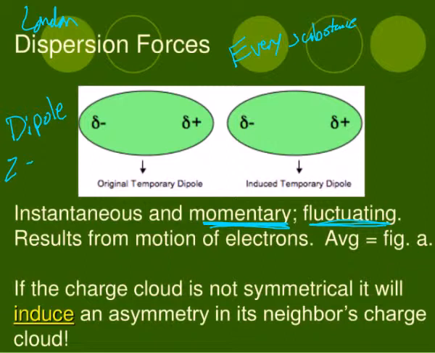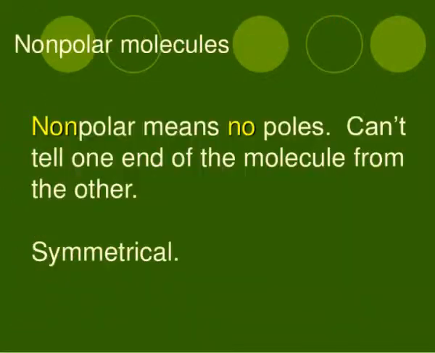This is why these are the weakest, because they are very momentary. They're fleeting. They're not going to stay there all the time. So this is sigma plus and sigma minus. They're temporary. They're slight positive, slight negative charges, but they're changing all the time. That's why they're the weakest. If there's anything you take from this, they're weakest because they're not permanent. They're very temporary.